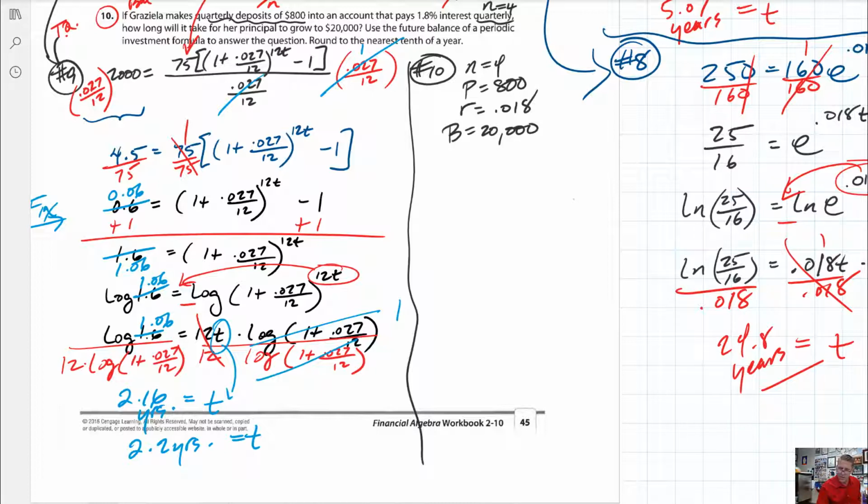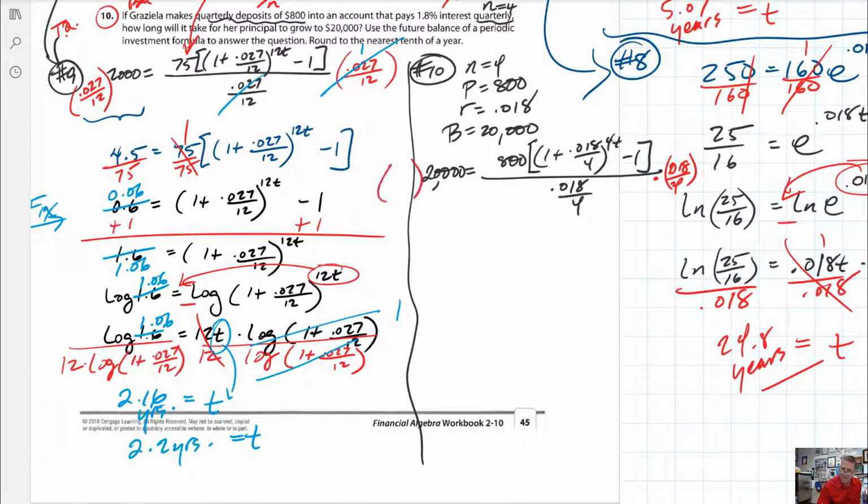So here we go. Once again, I'm going to start off with the periodic formula. $20,000 is equal to your quarterly periodic deposit, which is 800 here, times 1 plus 0.018 divided by 4, because it's quarterly, raised to the 4t power, minus 1, divided by 0.018 divided by 4. Now at this point, you multiply by your fraction, so over here, 0.018 divided by 4. Multiply on the right, multiply on the left. You always do the same thing.